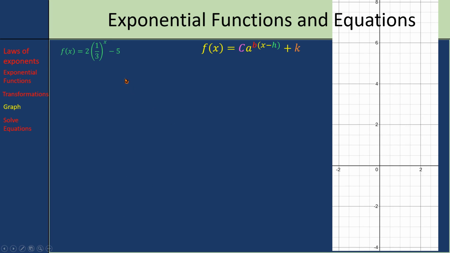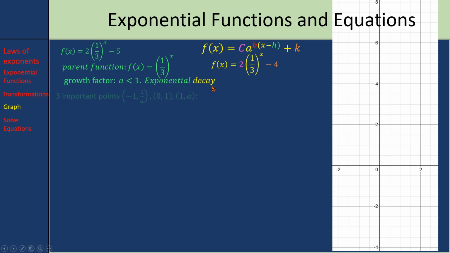Last graphing problem. Here, my transformations are the 2 in front and the -4 in the back. And the parent function is 1/3 to the x. In this case, this is a decay, right? Because 1/3 is less than 1. So it's exponential decay. The 3 important points.